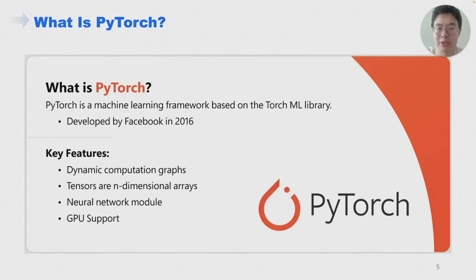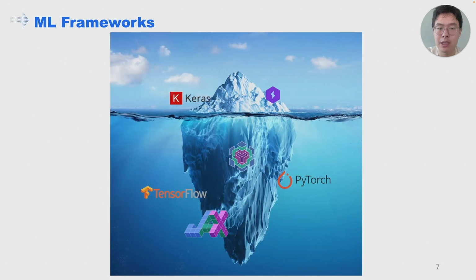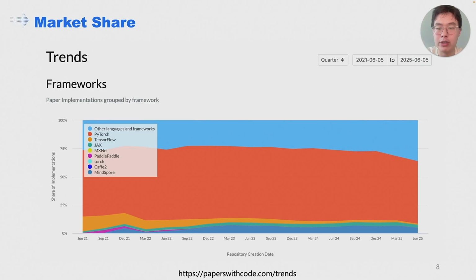First, the introduction. PyTorch is a machine learning framework based on the Torch machine learning library, developed by Facebook, and now it is an open source project. It is very easy to use and has some really great features. PyTorch is widely used in deep learning research, natural language processing or NLP, and computer vision. To be honest, in machine learning there are many popular frameworks and well-known projects like TensorFlow and Papers with Code. However, according to the Papers with Code website, PyTorch has undoubtedly been the most popular machine learning framework.